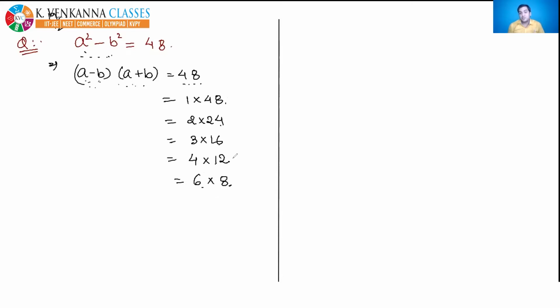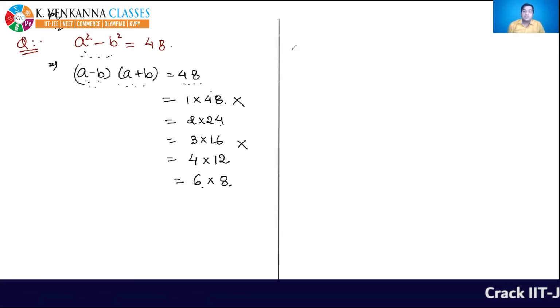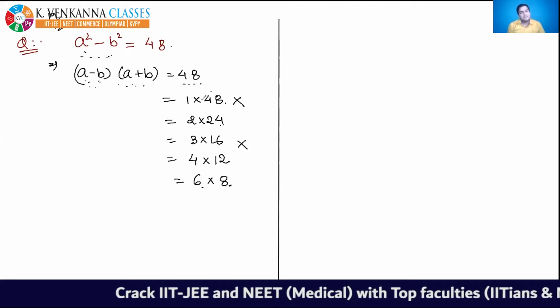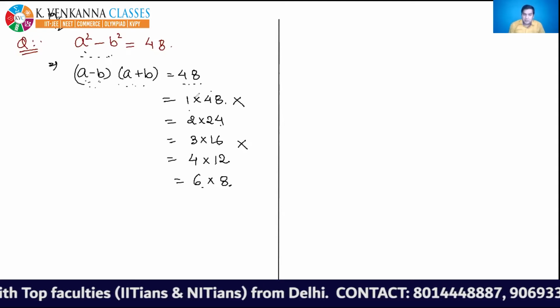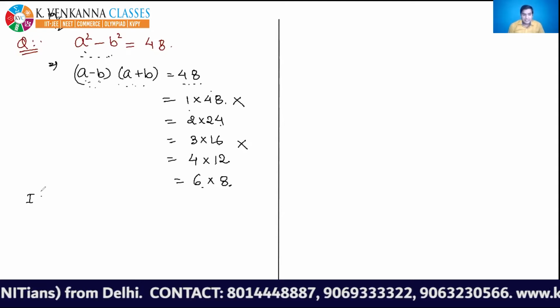But do you know the first case will get rejected? Also, the third case will get rejected. Only the first and third cases will be rejected. Why? Listen. In the first and third, the sum of these two numbers is an odd number. Whenever in such types of questions the sum of these two numbers is odd, we simply reject that case.